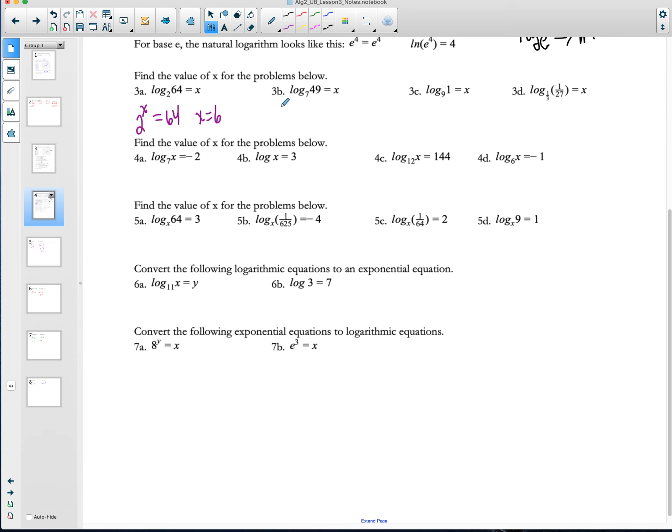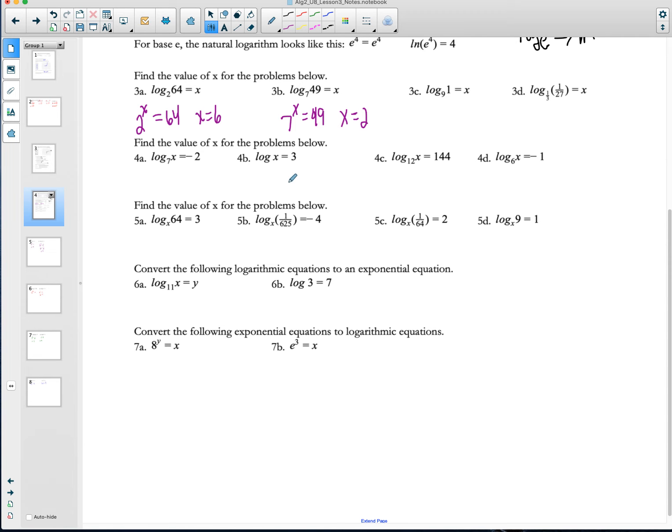All right, so let's do 3b together. Once again, it's log base 7 of 49 is equal to x. So it's base 7, and then 7 to what power is 49? 7 squared is 49, so that means our power had to be 2. What I'd like you to do now is just pause the video and do 3c and 3d and then check back with me.